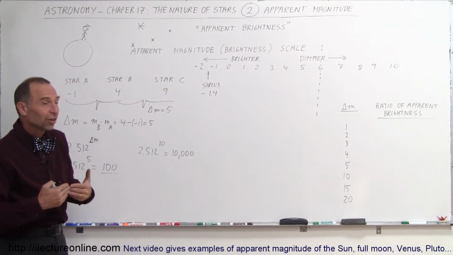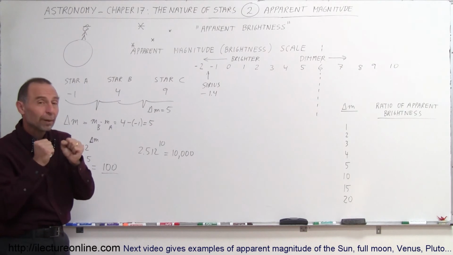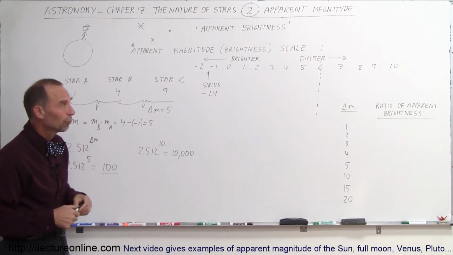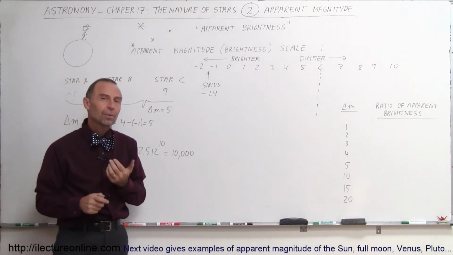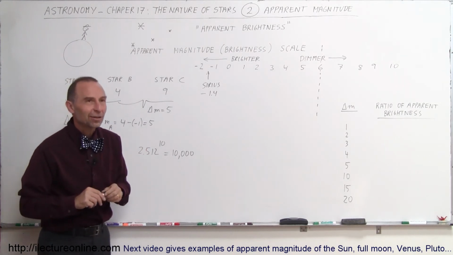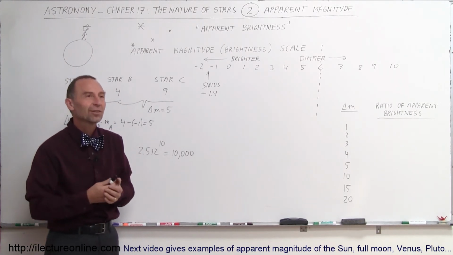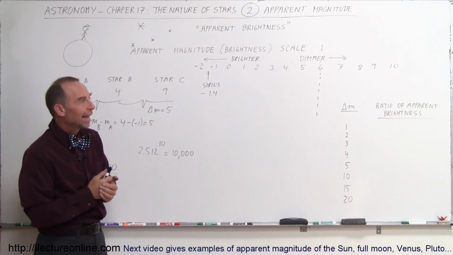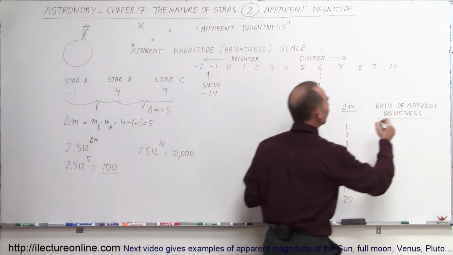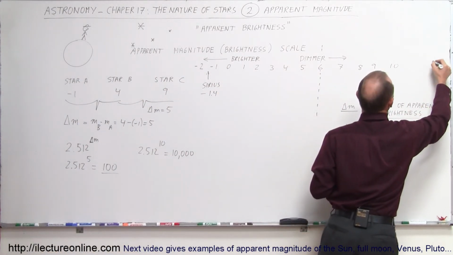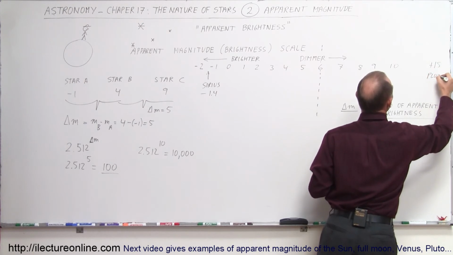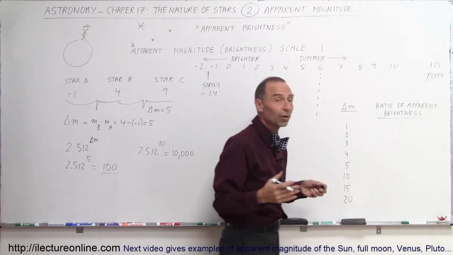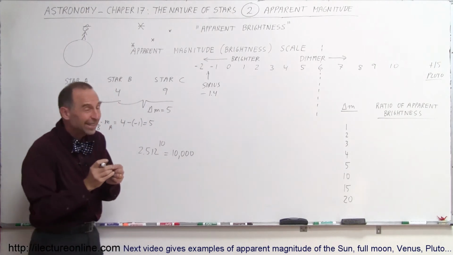If you want to see stars that are dimmer than magnitude 6, you need to use binoculars or telescopes and so forth. For example, the planet, or it's no longer a planet, it's now the trans-Neptunian object, Pluto, has a magnitude of about +15. So Pluto is a very dim object. That's why it took so long for us to find it, because it's so tiny and so hard to see.